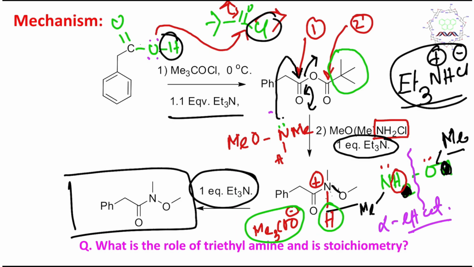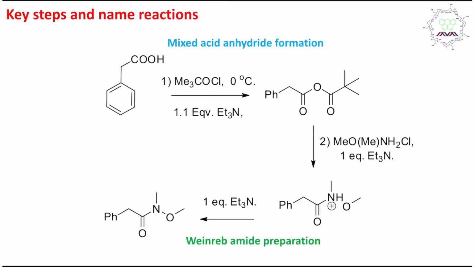What is the role of triethylamine and stoichiometry? I have already explained that in the first case one equivalent, because one equivalent of HCl is produced during this anhydride formation. Second case, the starting reagent is a hydrochloride salt, so one equivalent will be there to quench the hydrochloride. Second, after the reaction there will be a proton attached to nitrogen, meaning it's a salt. So in order to quench that, one additional equivalent of triethylamine is needed, and triethylamine is a specific proton scavenger or base. It can't act as a nucleophile because of its bulkiness.